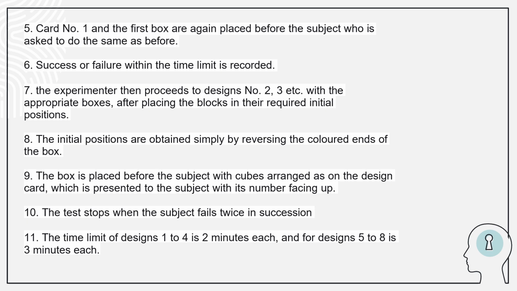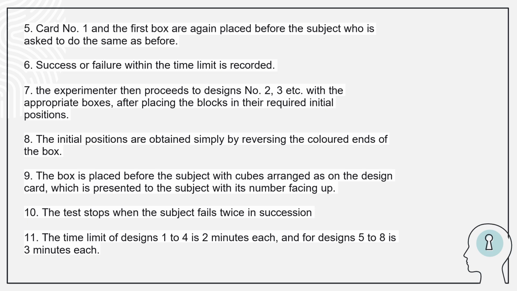Success or failure within a time limit is recorded. The experimenter then proceeds to design number 2, 3, etc. with the appropriate boxes, after placing the boxes in the required initial position. The initial positions are obtained simply by reversing the colored ends of the blocks. The box is placed before the subject with cubes arranged as on the design card, which is presented to the subject with the number facing up. The test stops when the subject fails twice in succession. The time limit of design 1 to 4 is 2 minutes, and for design 5 to 8 is 3 minutes each.